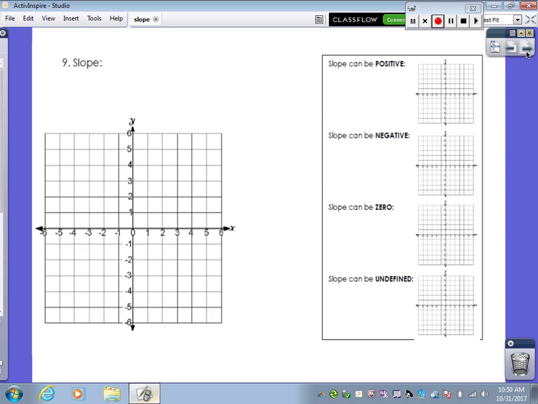I'm going to start by giving you the definition of slope. It's the ratio of change. Remember, ratios we write as a fraction. Between 2 points on a line. You could think of it as how fast or slow a line increases or decreases.